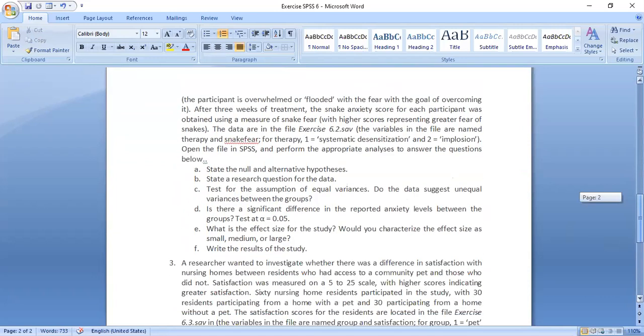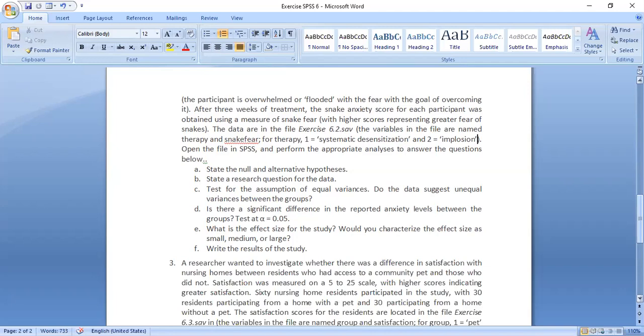Before that, let's look at the questions we have. We have to state the null and alternate hypothesis. That's A part. B part, we have to state the research question for the data. Test for assumption of equal variances. Do data suggest unequal variances between the group? 3. Is there a significant difference in the reported anxiety between the groups at alpha equal to 0.05? What is the effect size? Is it small, medium, or large? So that we have to see. And finally, we have to put the result in the right form. So we have to write the result.